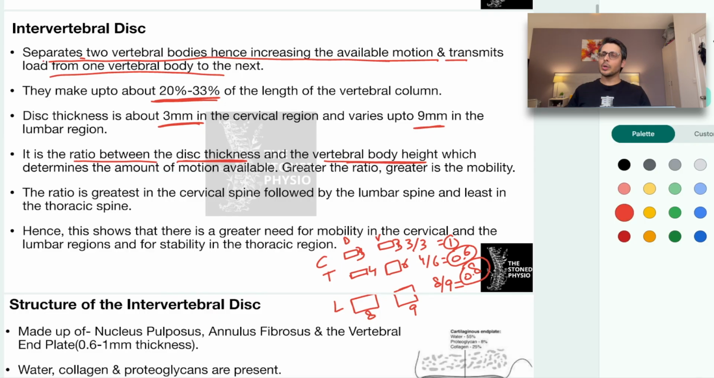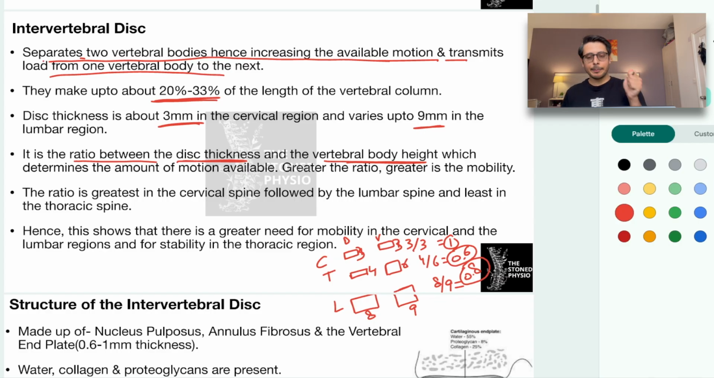Followed by the lowermost part of the spine, the lumbar spine, and the least amount of mobility is available in the thoracic section. So in the thoracic spine, it's only a bit of forward, backward, and a bit of twisting motion that we have, not much.